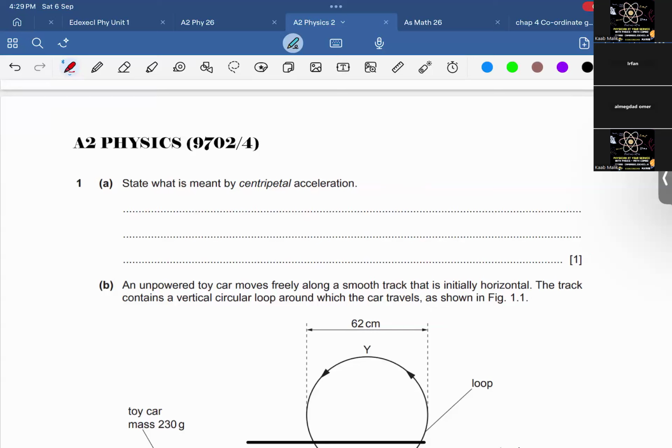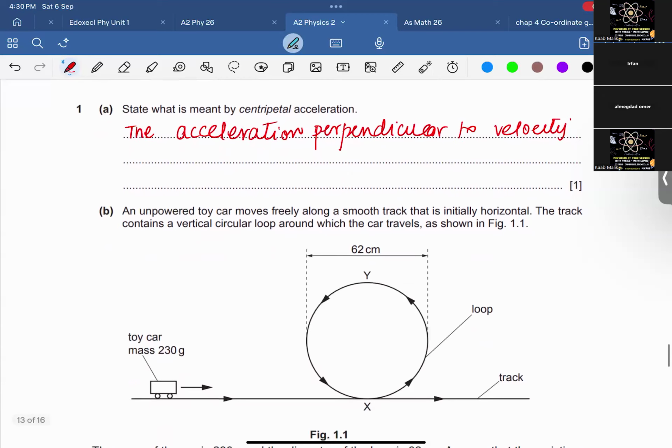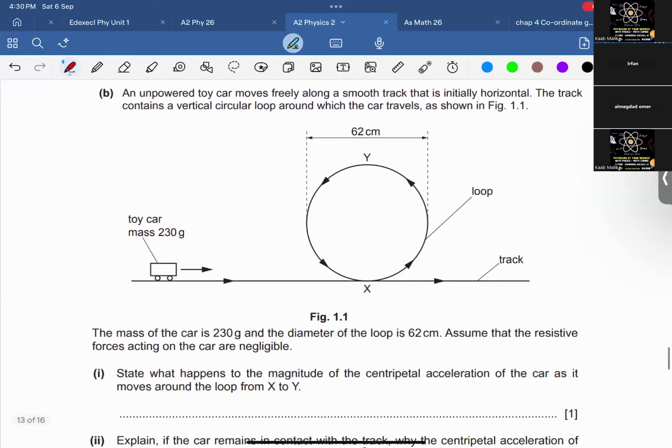But rather we say that centripetal acceleration is the acceleration perpendicular to the velocity. Okay. And it is always directed toward the center, but since they're asking for 1 mark, it's fine. Okay, let's move on.